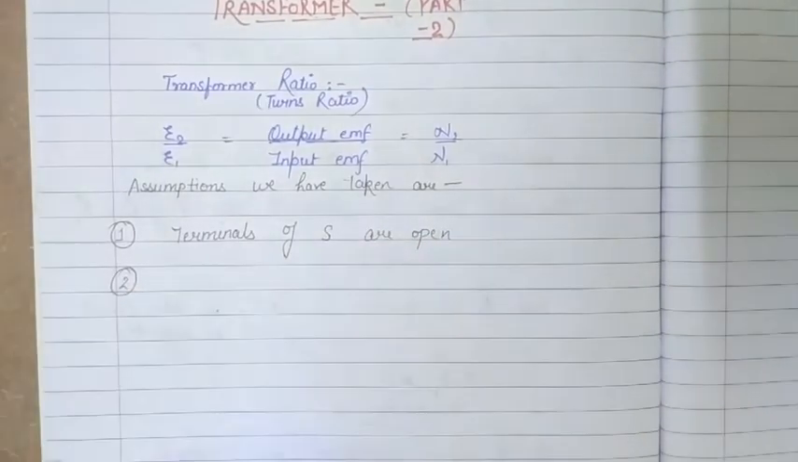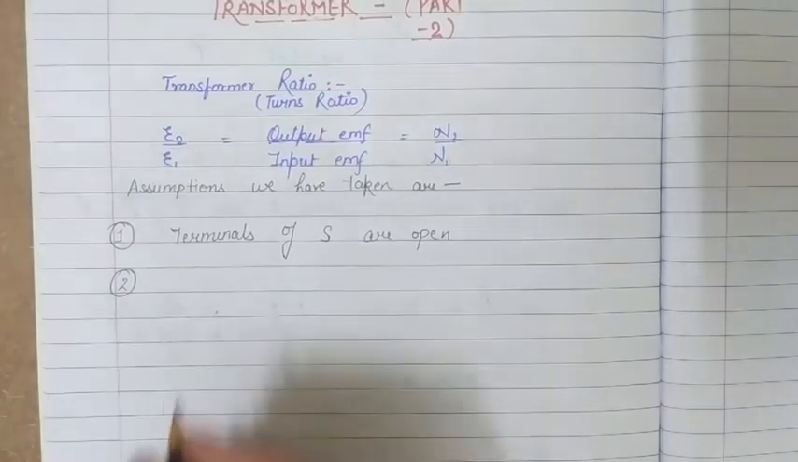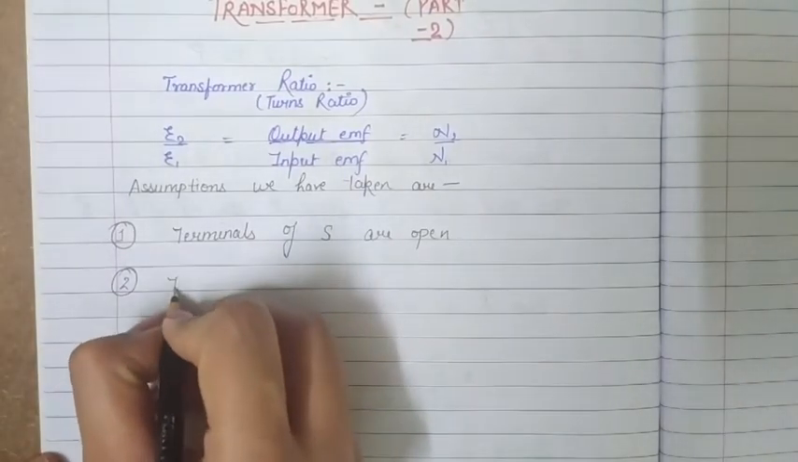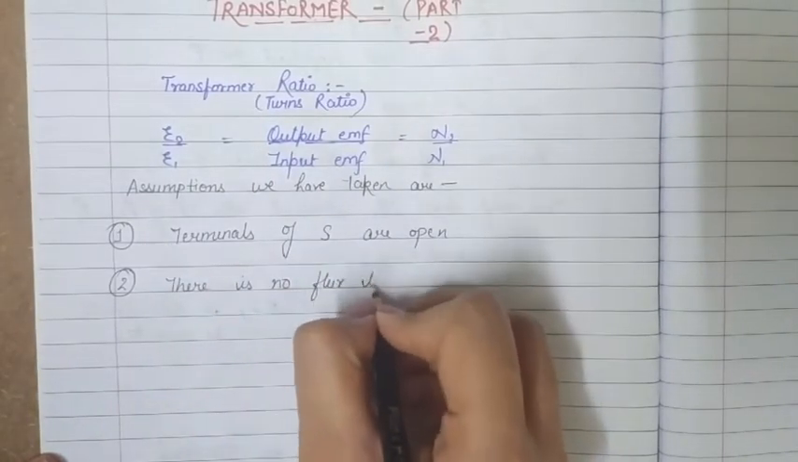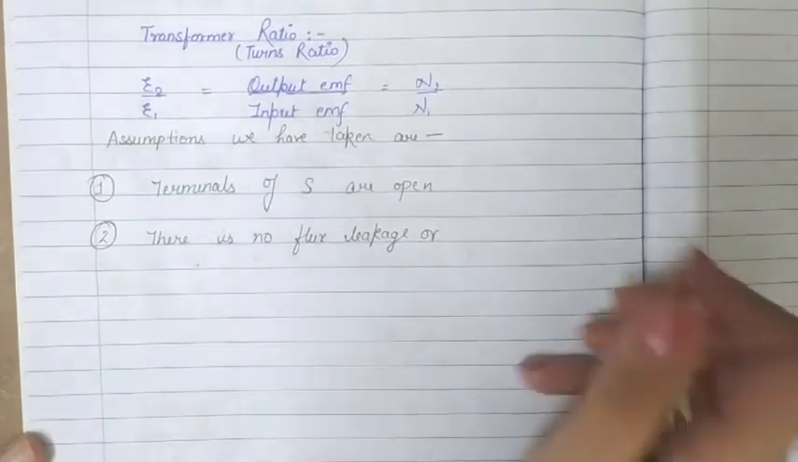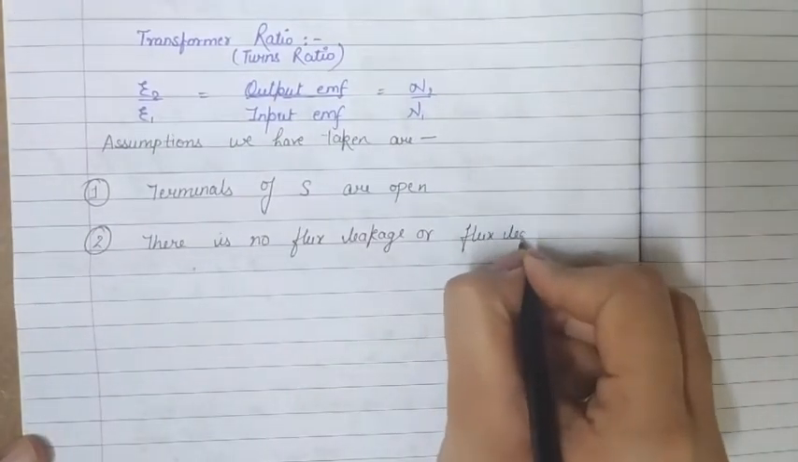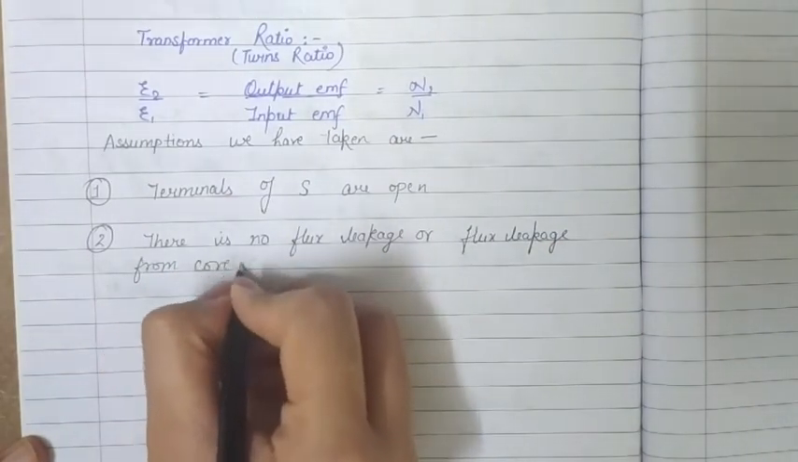After that, second, we assume that there is no leakage of flux, means the same flux links with both primary and secondary windings, and we consider that there is no flux leakage, or that leakage from the core is negligibly small. So we consider that there is no flux leakage from the core, it is negligible.